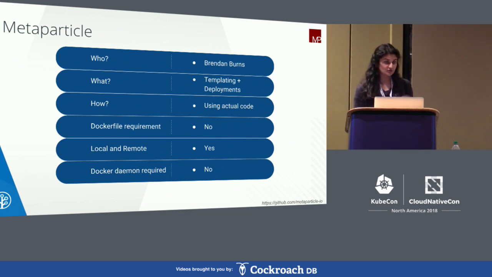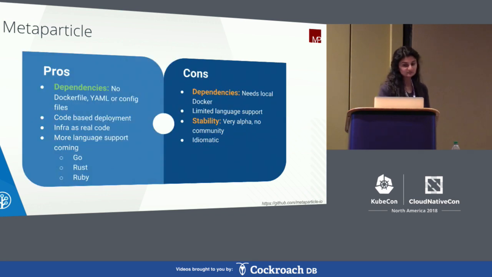So you use actual source code for Java or Python, and those modules will take care of all the Docker image building and the deploying for you. You don't need the Docker daemon, and you don't need the Docker file because it abstracts all of those details. So it has a YAML format, and it's basically infrastructure as real code. So it supports a few languages right now, which is sort of constraining because there's not a whole lot of support, but there's more coming in the future, especially Go, Rust, and Ruby.